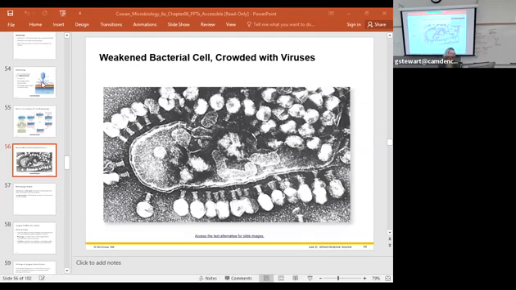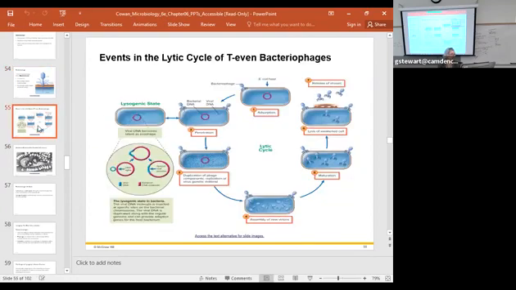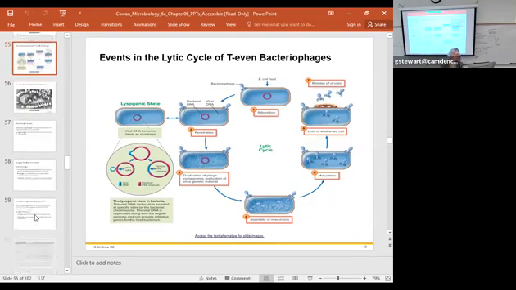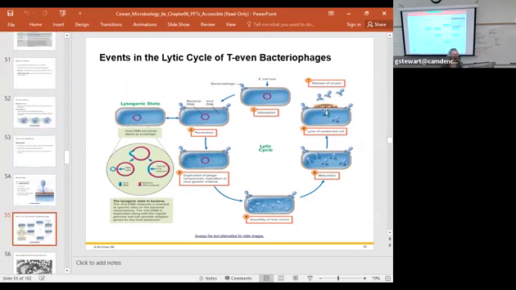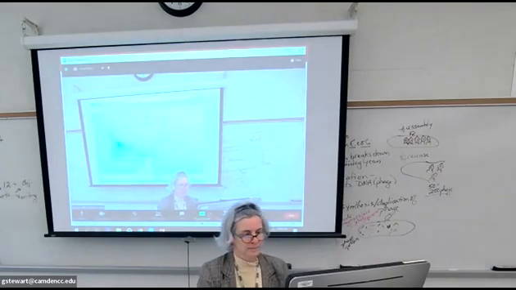Right? This is a much better drawing of the nucleic acid being injected into the bacteria. And this is showing both different types of phages at the same time, which I think is a bad idea. So I'm going to draw you another set of pictures for that. Okay, so.